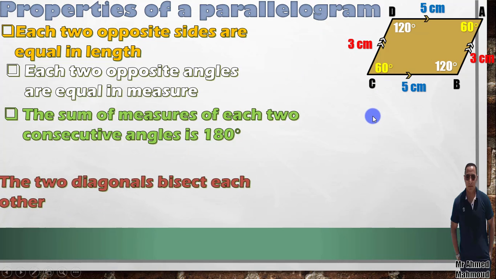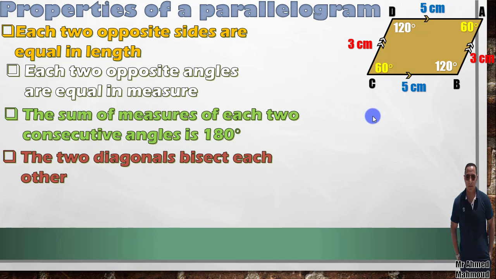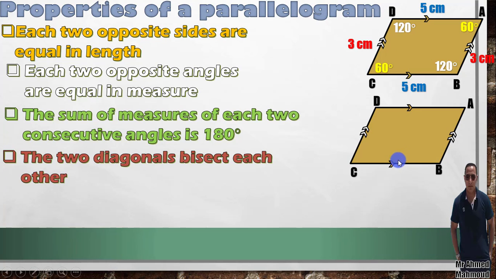Property number 4 is related to the diagonals. What is a diagonal? A diagonal is a line that I connect inside the shape like this. If A is connected with C, this is a diagonal. If B is connected with D, this is another diagonal. AC is a diagonal, BD is a diagonal. The diagonals bisect each other. What does bisect mean? Bisect means divided into two equal halves.